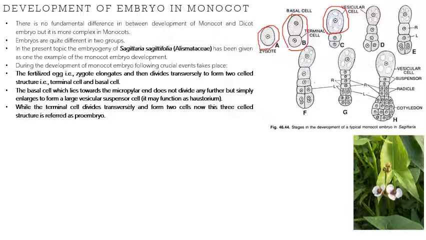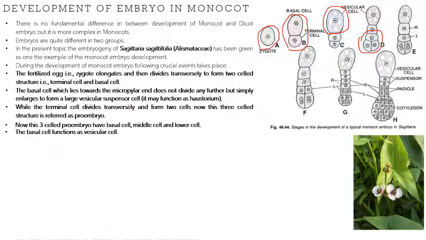Now this three-celled structure is referred to as the proembryo. This three-celled proembryo has a basal cell, a middle cell and a lower cell. The basal cell functions as a vesicular cell.